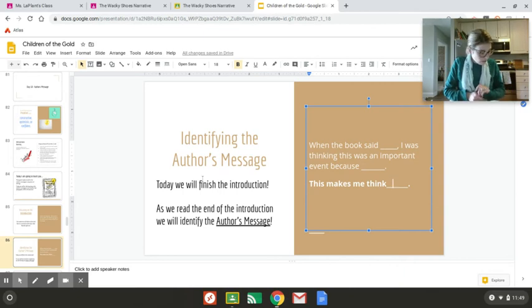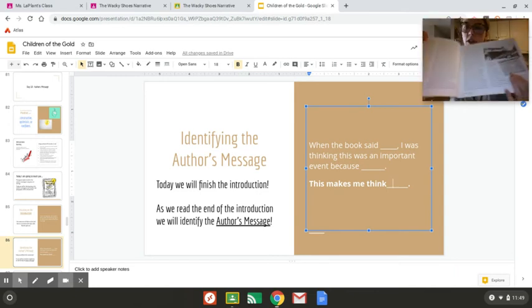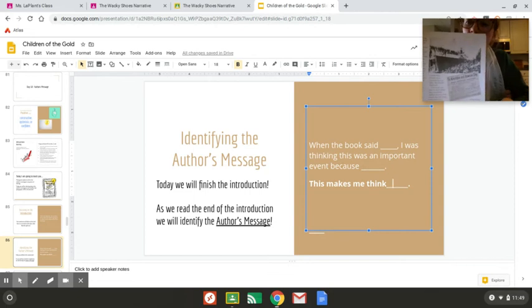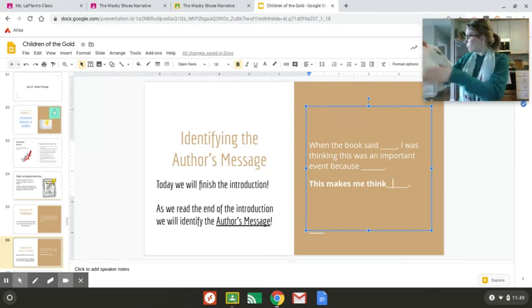So we left off, we read up to paragraph 7. So I'm going to read paragraph 8, and we're going to finish off the introduction, okay? So this is what the page looks like.